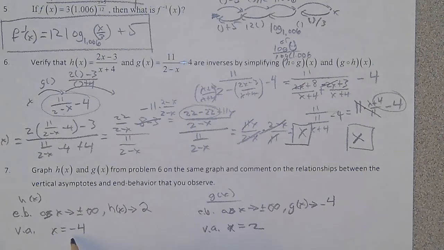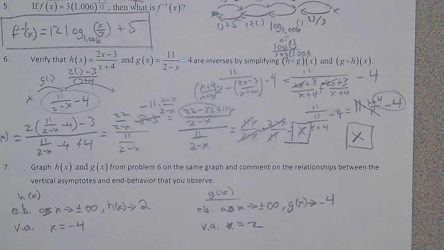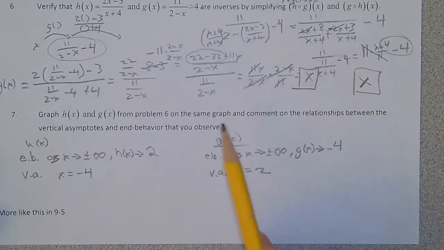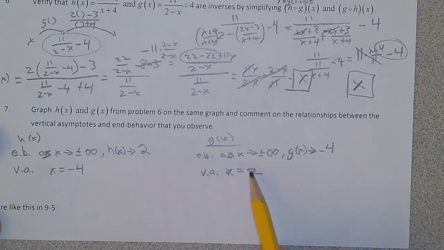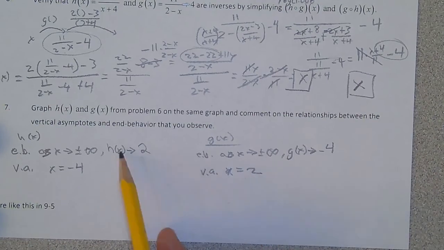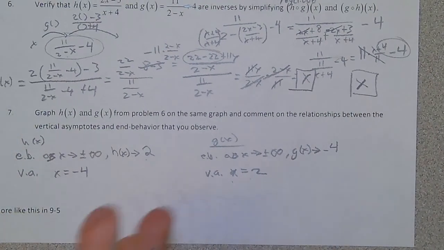H of x had a vertical asymptote at negative 4. H of x had a horizontal asymptote at 2. Let me go back now that I've drawn this and recorded the information that I have here. So the horizontal asymptote of h of x is in the same place as the vertical asymptote of g of x. So horizontals become verticals, verticals become horizontals. These things traded places. Domain and range switched places on those too, if I wanted to take a look at that graph there.